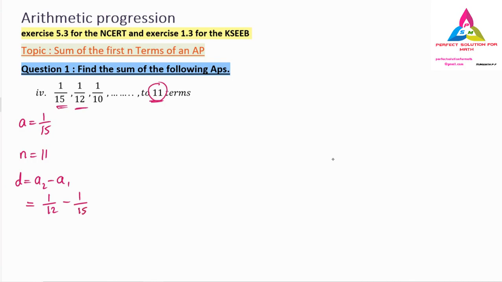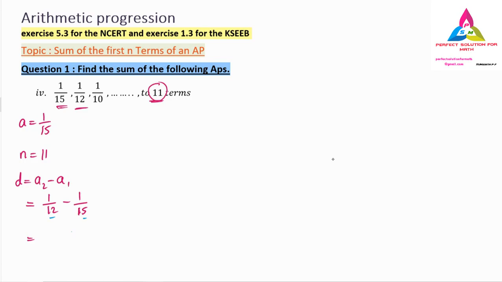Most importantly, the denominators are not the same number. We have 12 over here and 15 over here. Both are not the same, so we have to make them the same. How to make them the same? The simple thing is to take the LCM. What is the LCM of 12 and 15? That is the most important thing. Directly we can say that it is 60.